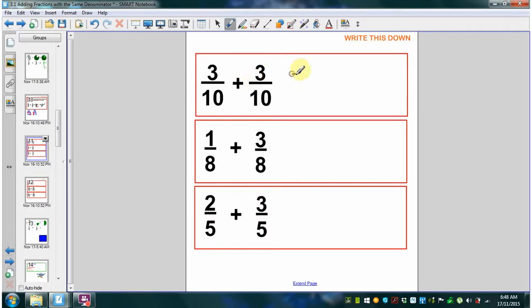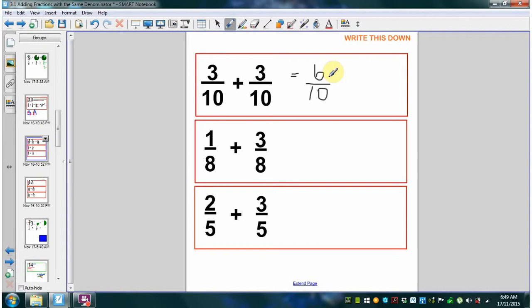So, 3 over 10 plus, or added to, 3 over 10. Are they ready to add? Yes, we have the same denominator on the bottom. Okay, so we follow our rules. At our top, 3 plus 3 is 6. Keep our bottom. So 10 is our common denominator, so we just bring it over. Okay, and then we simplify.